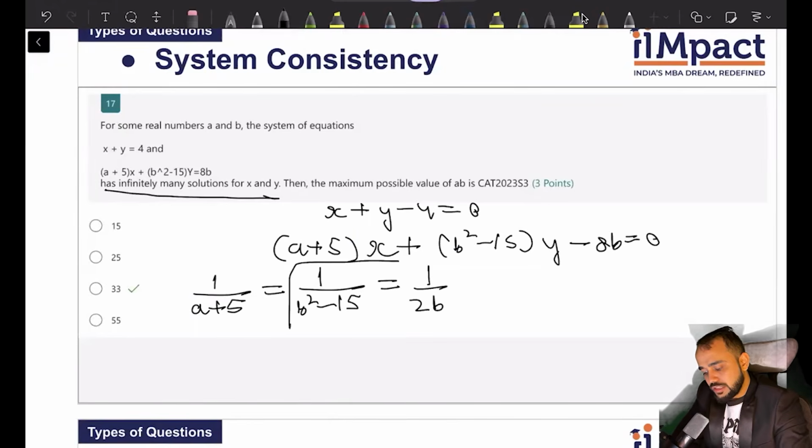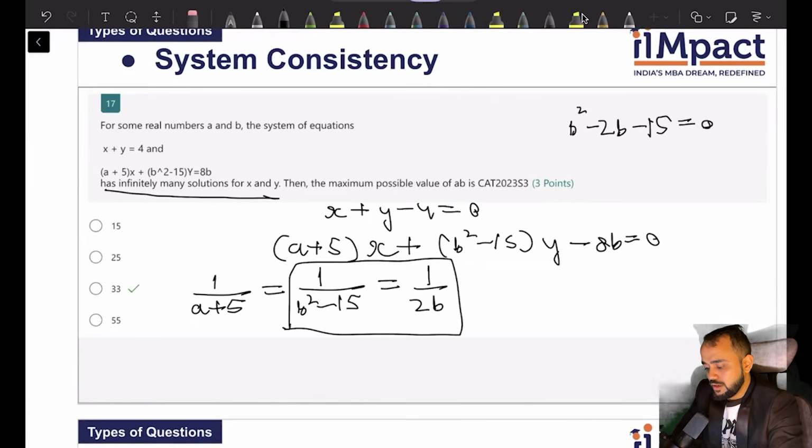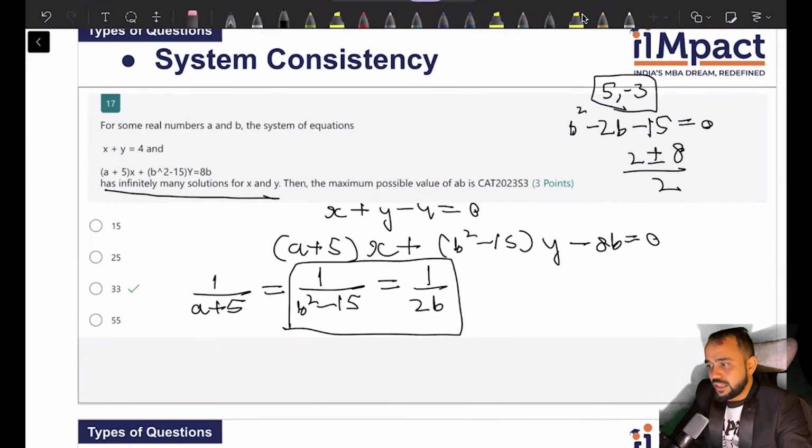Correct? Using this, can you find the value of b? You will get b square minus 2b minus 15 is equal to 0. So you will get b is equal to 2 plus minus under root 4 plus 60, basically 2 plus minus 8, divided by 2. So you will get b as 5 and minus 3. Correct? So these are the values of b. Corresponding to these values of b, you can find the value of a. a is equal to what? 2b minus 5. So when b is equal to 5, a is going to be 5 itself.